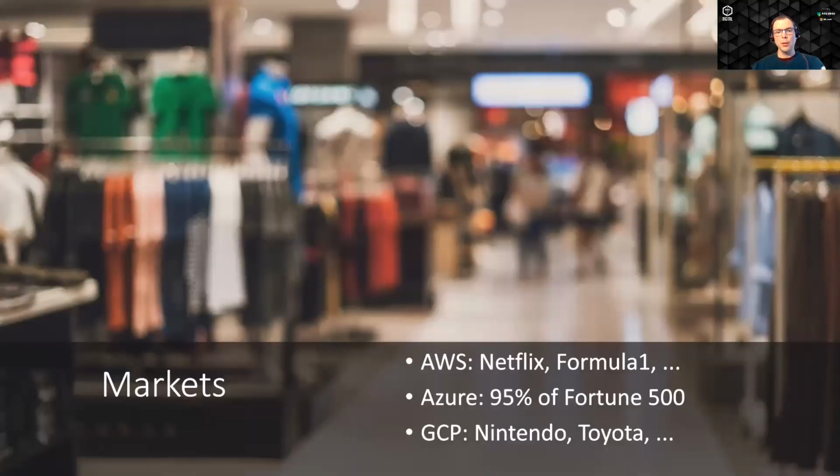And in the markets, all these three services that I talk about, AWS for Amazon, Azure for Microsoft, and GCP for Google, they all are widely used by the biggest companies that are out there. AWS has a marketing sheet which states they're used by Netflix globally and by Formula One. Azure says 95% of the Fortune 500 is using their services, and GCP states that among others, Nintendo or Toyota are using them.